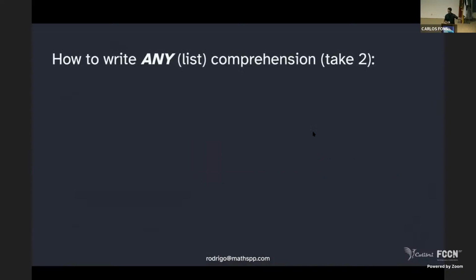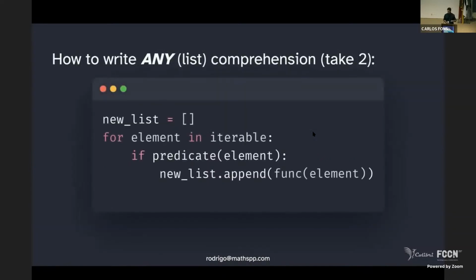So that was, again, a specific example with squares. Let's take it to the general case. Same structure, new list, iterable. A predicate is just a function that returns true or false. So it's me kind of asking a question, is this element whatever? And then we get the response. And then we append if the result is true.